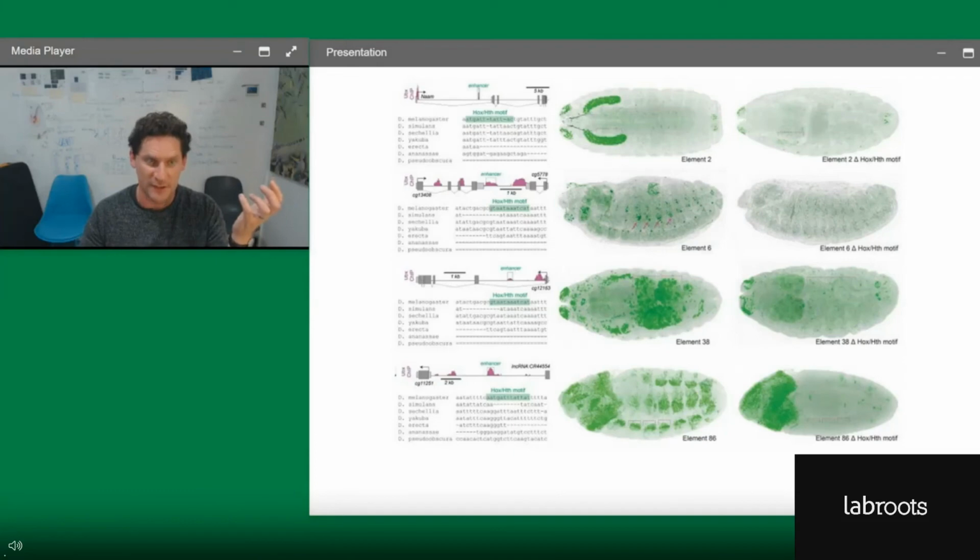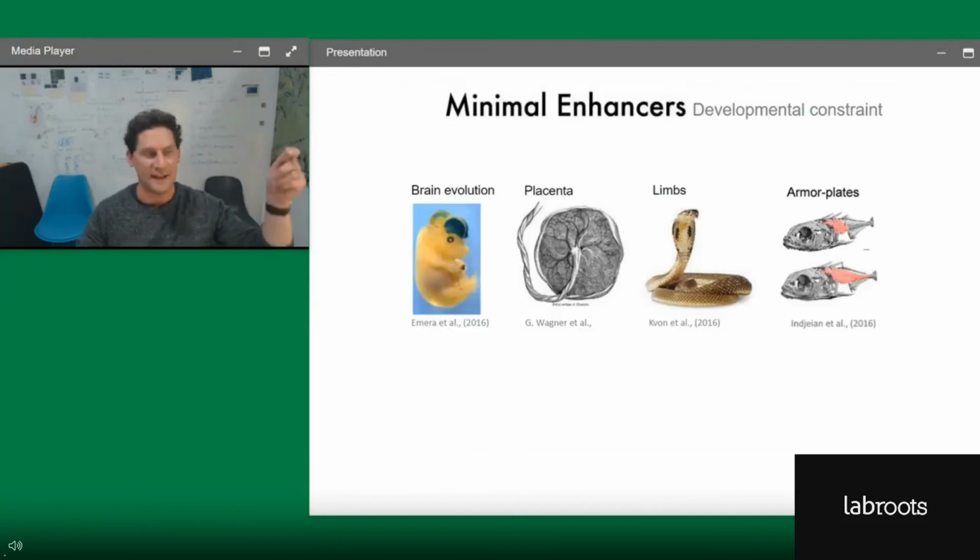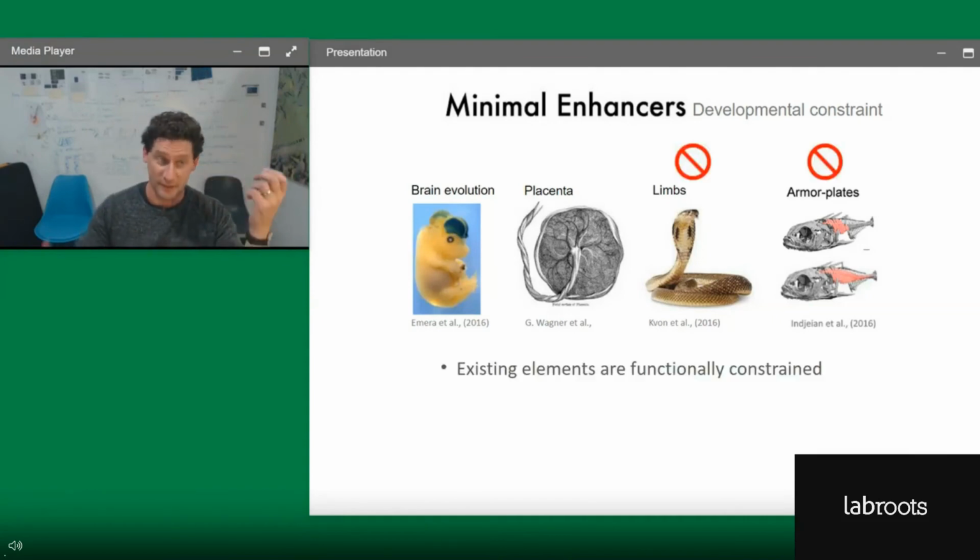to drive expression. And going all the way back to the functional point at the beginning of the talk, why do we think these are important? What we found now is, if you look at many different case studies, right? These are often small sample sizes on these massive things we've been building. But again, brain evolution, placenta, limbs, armor plates. Now we know that many existing elements, so limbs actually come from the breaking of one of these switches, right?